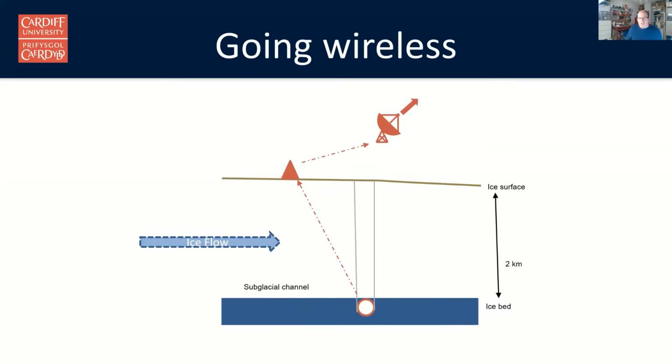And then the idea is that instead of it just being stuck in the bottom of the borehole, the round shape means it will escape from the bottom of the borehole and run away down the subglacial channel, pushed by the force of the water, and it will carry on transmitting the data to our receiver on the surface.